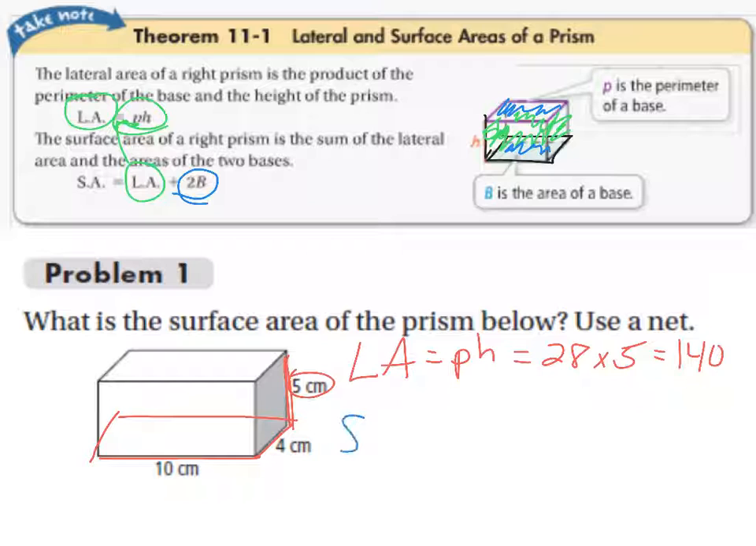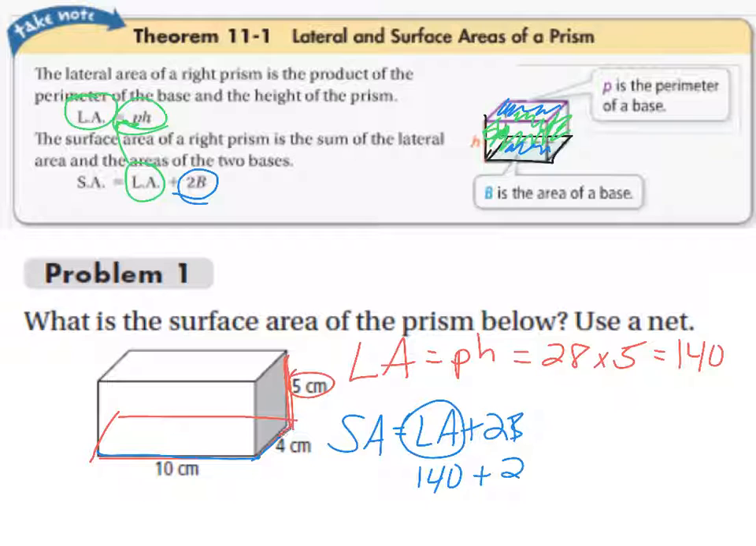So now when we go to find the surface area, I want to take the lateral area plus 2 times the area of the bases. I already know what my lateral area is. It's 140. And I'm going to add to that 2 times the area of the base. Well, if my base is a rectangle that's 10 by 4, that's going to have an area of 40, because 10 times 4 is 40. So now when I find the surface area, 140 plus 2 times 40, well, 2 times 40 is 80. 140 plus 80 should get me 220 square centimeters.